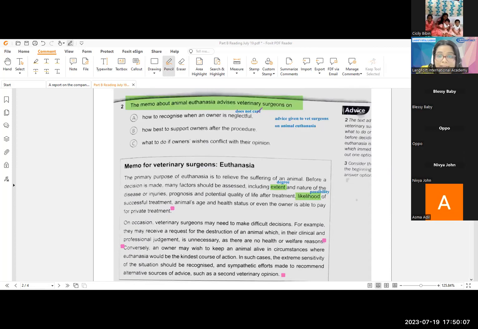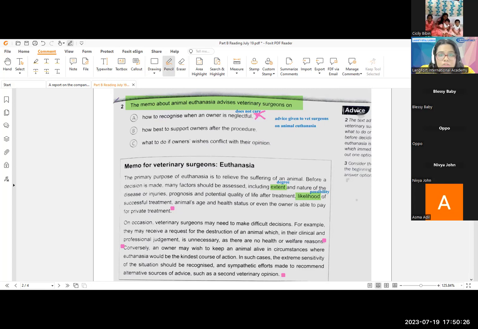Okay, neglectful does not mean refuses. Neglectful means refuse to take care. When you're neglectful of someone or some animal, that means we are not taking care of it properly. So no way, they have talked about owners not wanting to kill animals, but they have not talked about owners being neglectful. So A is not your answer.